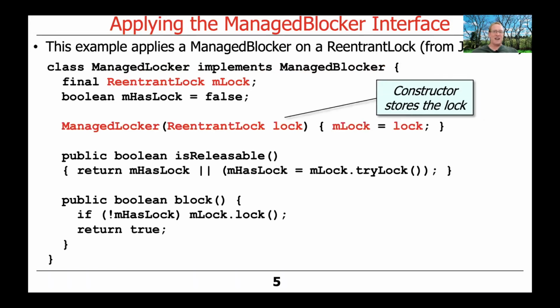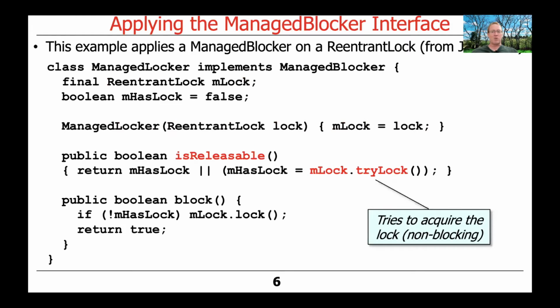As you can see, there's a field here that's a reentrant lock. And we go ahead and pass in a reentrant lock to the constructor. We stash that away in the field. So that's now been stored so we can get access to it from other methods in the ManagedBlocker class.